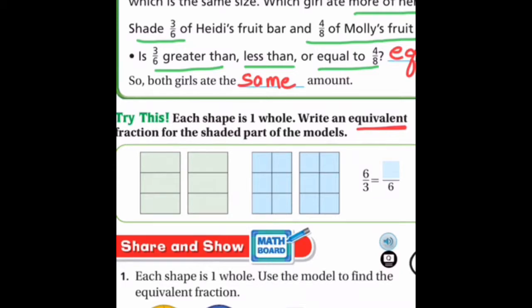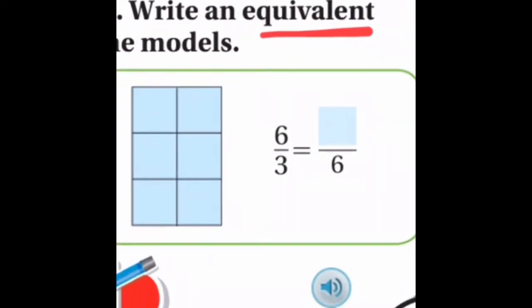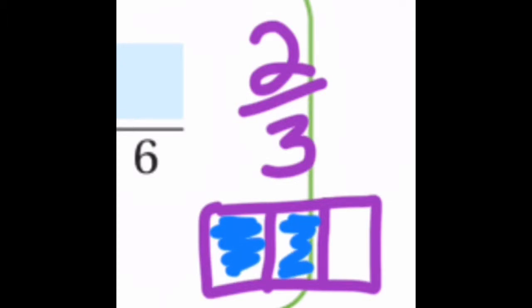Okay, now these are the ones that always seem to be really tricky for us when we have our numerator bigger than our denominator. But it's not that confusing. If I write a fraction like this, you know that we have something divided into 3 parts and we color in 2 of them, right? You guys know that by now.